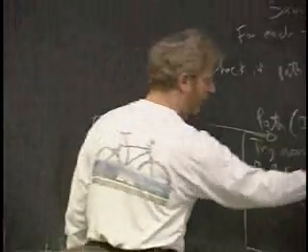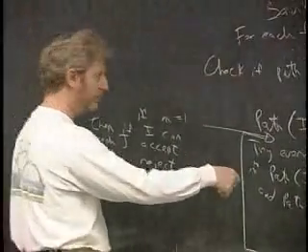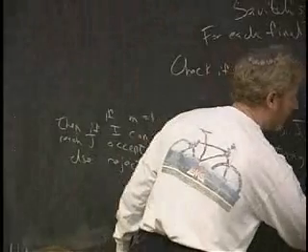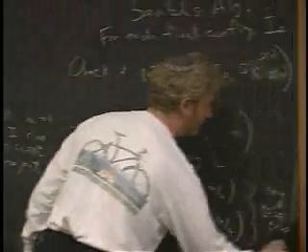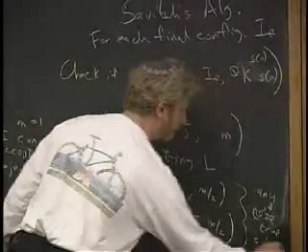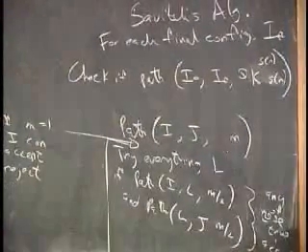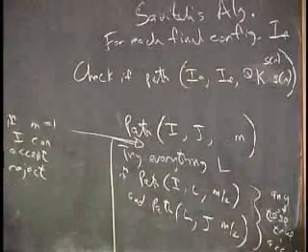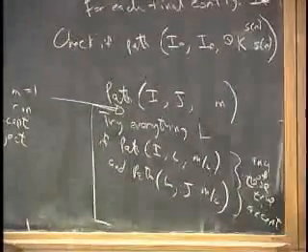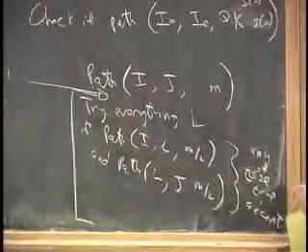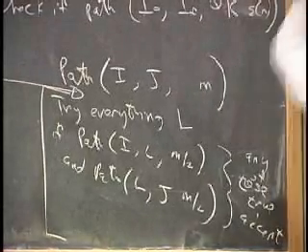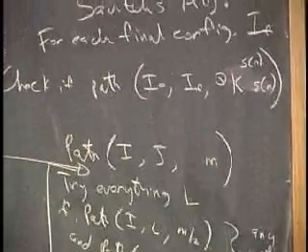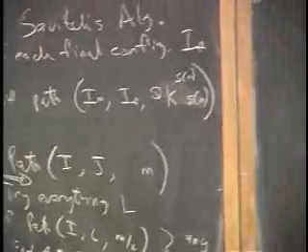So try every single L. If any of these are true, then accept. Otherwise, reject. That's the idea. 3 lines. Let's analyze it, because now we go back to analysis of algorithms. Let's analyze the space for this algorithm, because it doesn't take a lot of space. It's surprising. Let me stop before I analyze the space and make sure everybody knows what it's doing.